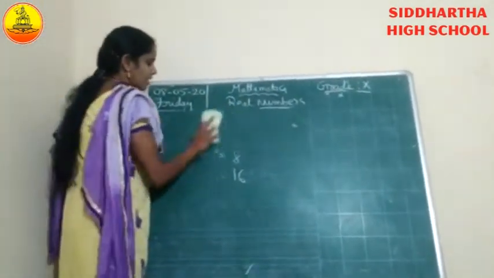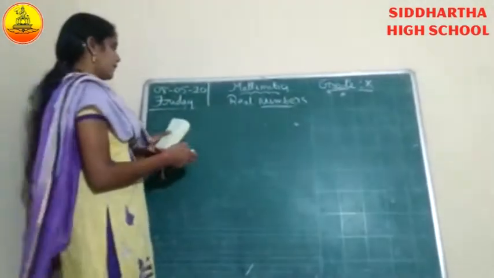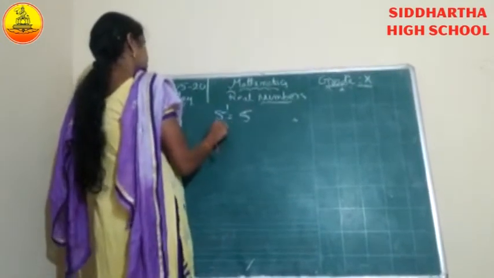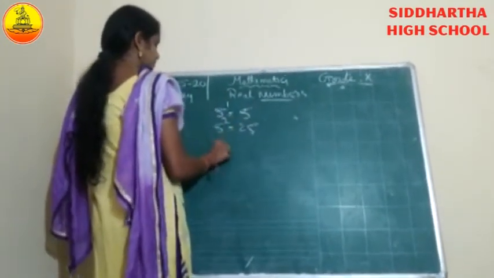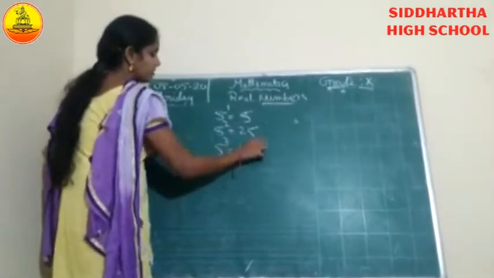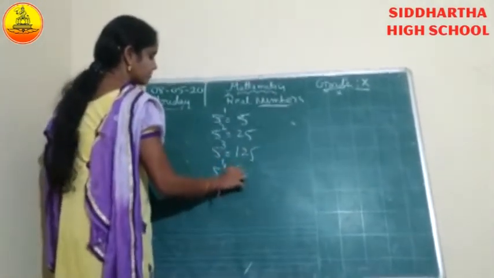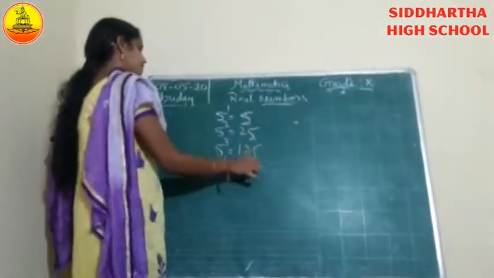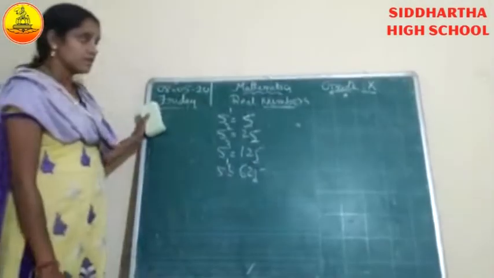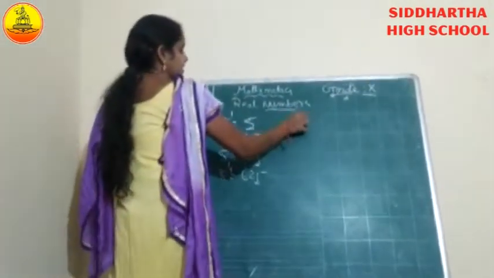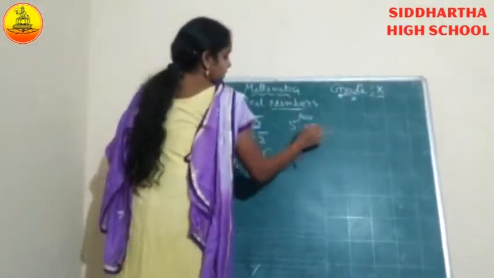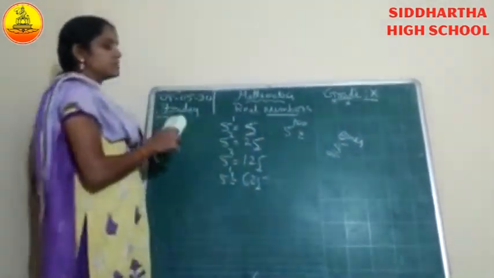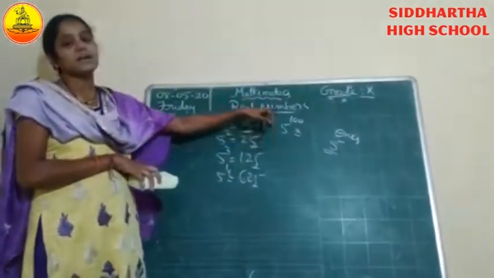Okay. Now, in the same way you see, 5 power 1, how much? 5. 5 power 2, 25. 5 power 3, 125. 5 power 4, 625. So every time you observe, 5 power anything always ends with 5. That means we can say the digit in ones place of 5 power 100 is 5.